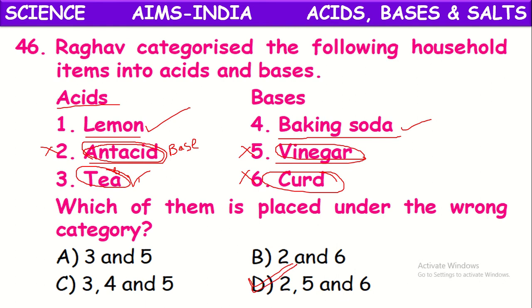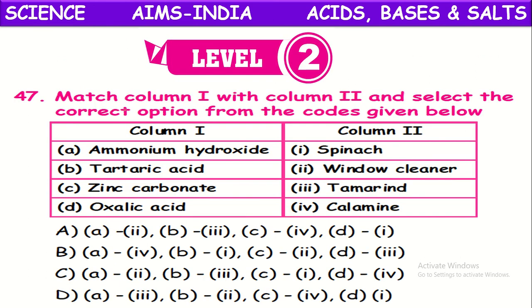Antacids are bases, whereas vinegar and curd are acidic substances. Next, match column 1 with column 2. First one, ammonium hydroxide. Ammonium hydroxide is a basic substance which can lather and will be soapy to touch, so it will be used in window cleaning. Tartaric acid is present in tamarind.